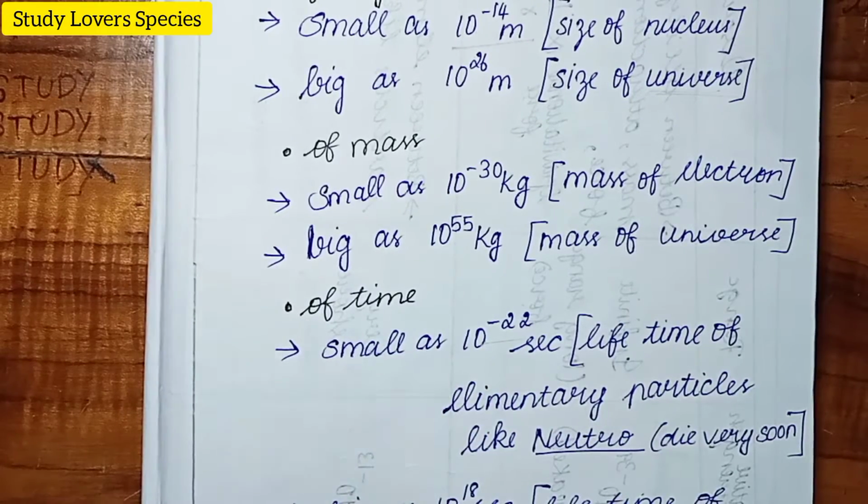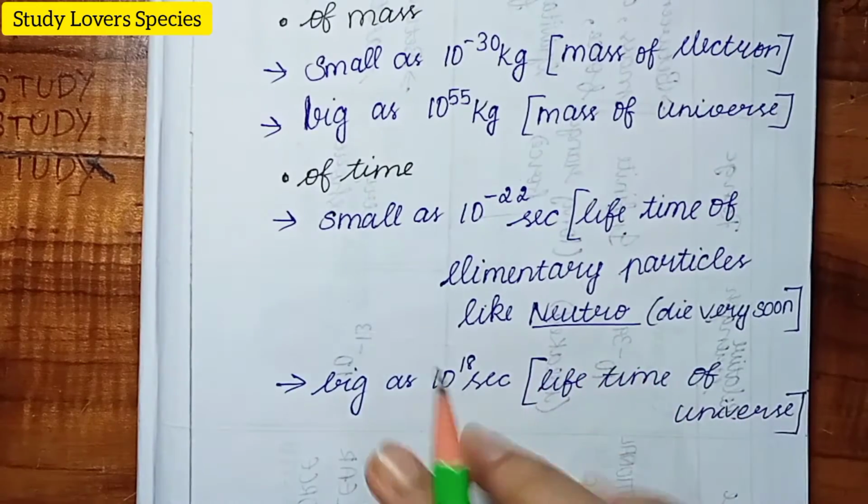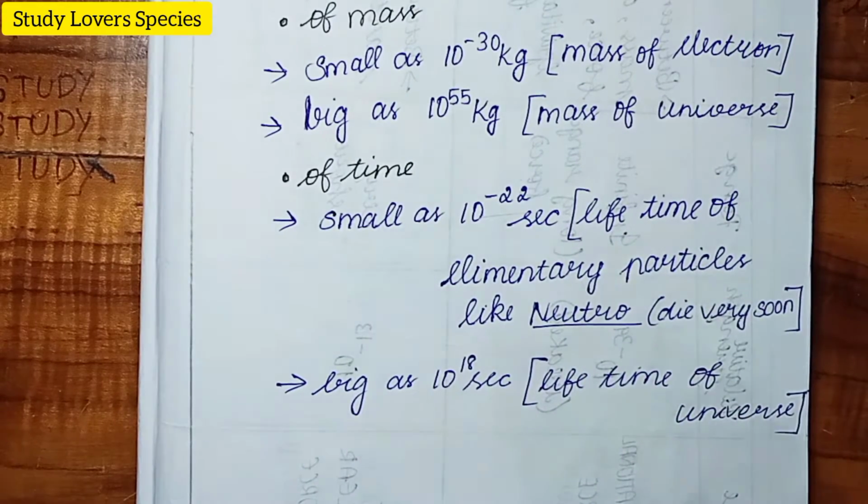Then time: 10 power minus 22 seconds, this is the lifetime of elementary particles like neutron. And 10 power 18 seconds, this is the lifetime of the universe.